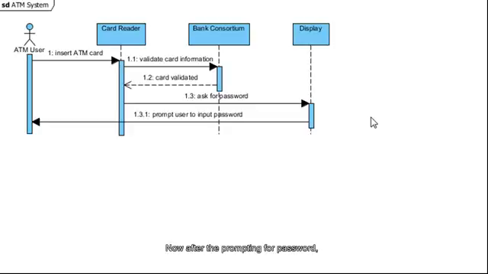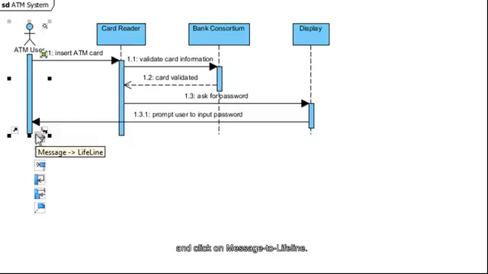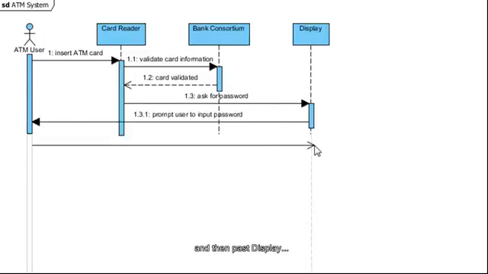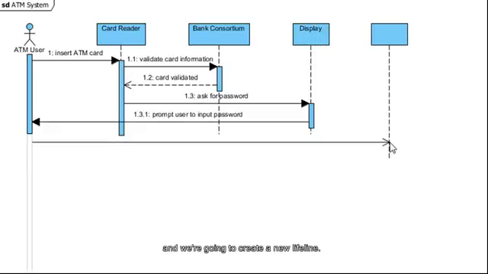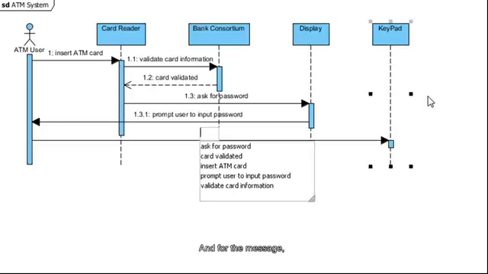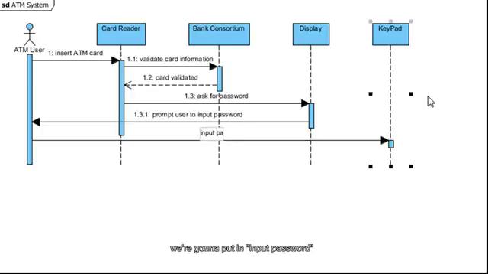Okay, now after the prompting for password, the ATM user will input it. So select the vertical bar here and click on message to lifeline, drag it to the right, and then pass display, and we're going to create a new lifeline. So release your mouse button about here, and we're going to name it keypad. Press enter when you're done, and for the message we're going to put in input password. Press enter when you're done.